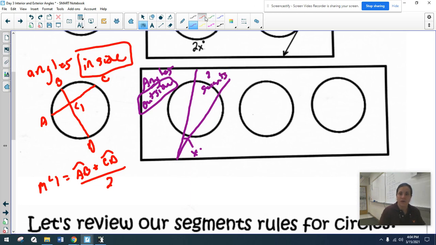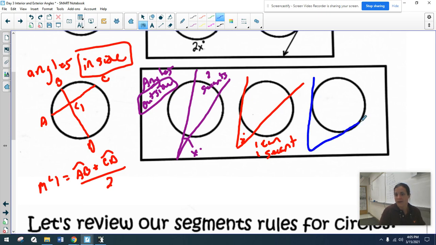You can also have one tangent and one secant, so I did another one that looked like this. That's my tangent, it only touches once, and my secant. One tangent, one secant. And then finally, I did one with 2 tangents, where it only touches once here and here. So it's just 3 different ways that the outside angles can look.